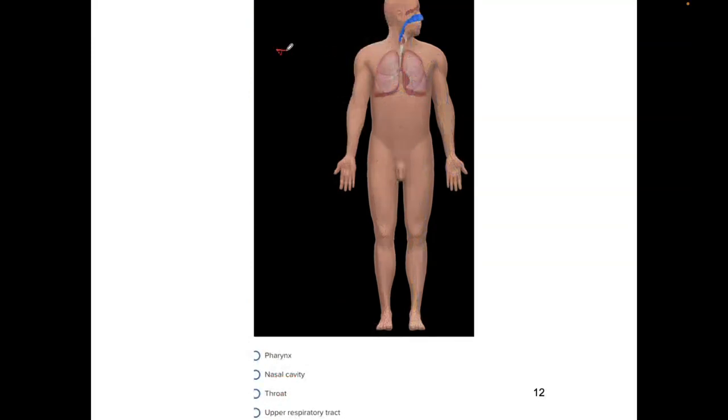Okay, so now we're looking at the respiratory tract. Remember, everything above here is upper respiratory tract, and everything below is the lower respiratory tract. So the choices are pharynx, nasal cavity, throat, or upper respiratory tract. So everything above the larynx, which is right here, the voice box, everything above that in blue, that's the upper respiratory tract.